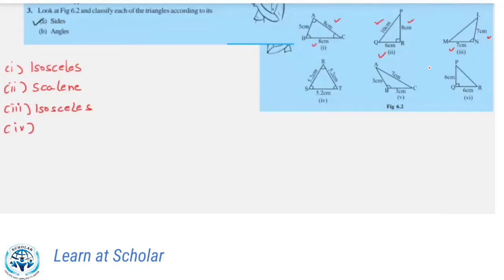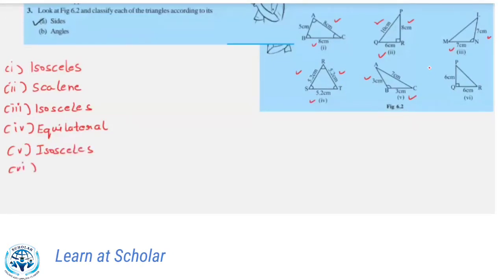The measurement is given and we can clearly see in the fourth one all the three sides are equal. So the triangle is equilateral. According to the sides, the fifth triangle is isosceles because two sides are equal. In the sixth one, according to the sides, the triangle is, yes, isosceles because two sides are equal.